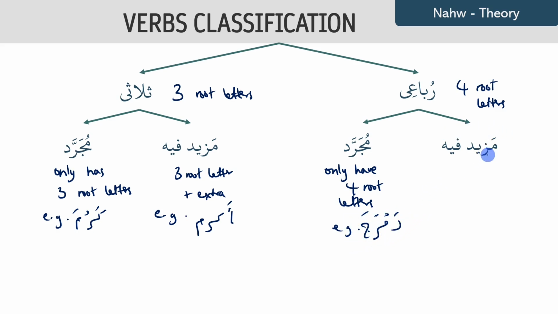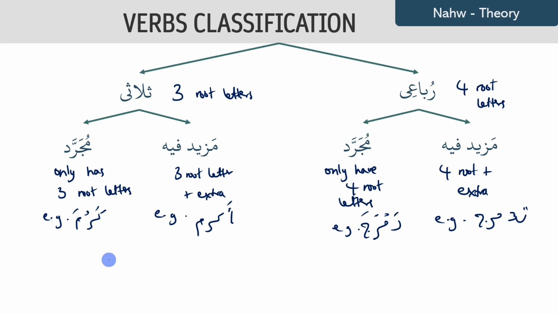And then you have rubai mazid fihi, which have 4 root letters plus extra letters. So for example, tadahraja. The ta here is extra, so if you were to look up this word in the dictionary, you'd have to look at the word dahraja, and under that one you should find also the word tadahraja, because the ta is extra and dahraja are the 4 root letters.